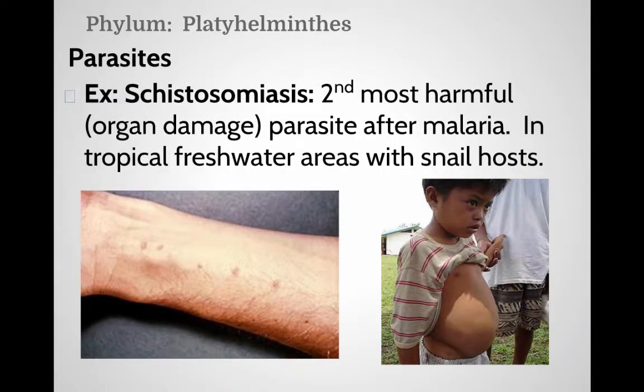One example of a parasite is the schistosomiasis parasite. It's the second most harmful parasite after malaria, causing extreme organ damage, and can be found in tropical waters that have snail hosts. The lower left is a picture of a human arm, which is showing the little blisters where the parasite has first dug through the skin. And then the picture of the little boy is showing some of the bloating that occurs with some of the organ damage.